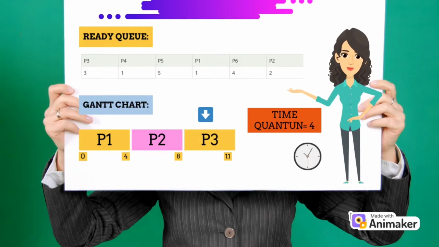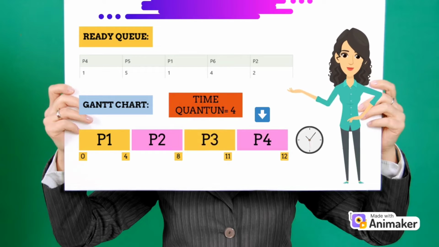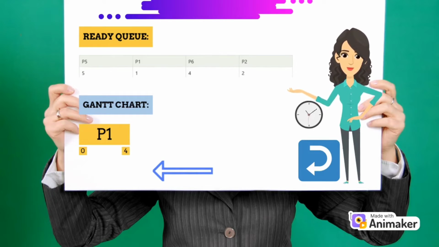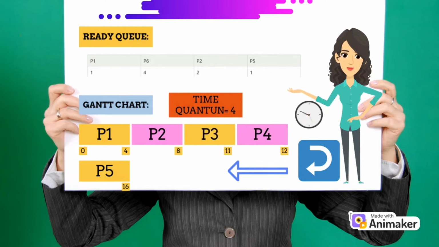After the execution of P1 and P2, now P3 will be executed for 3 units of time, as its burst time is only 3 seconds. Next, we have P4, so it will take only 1 unit of execution because its burst time is only 1 second. After P4, P5 will be executed for 4 units, and it will be added back to the ready queue with the remaining burst time of 1 unit. Now, the process P1 will be given the next turn to complete its execution and it will be terminated.